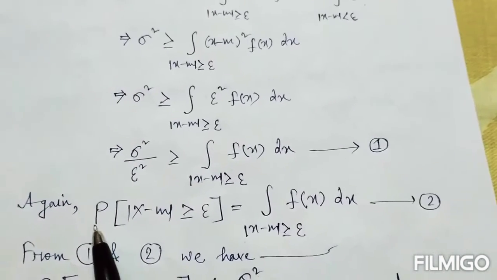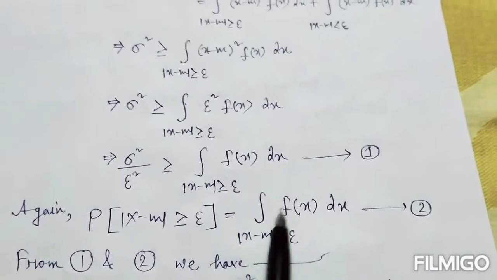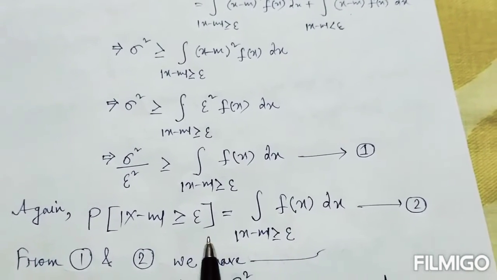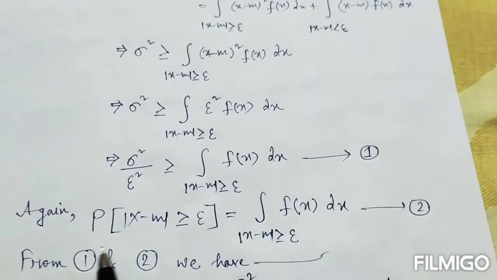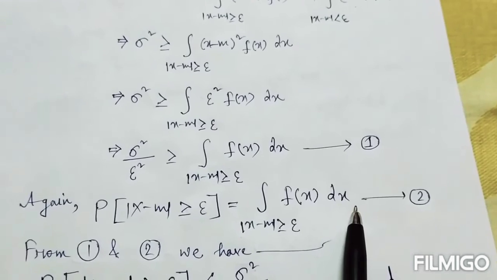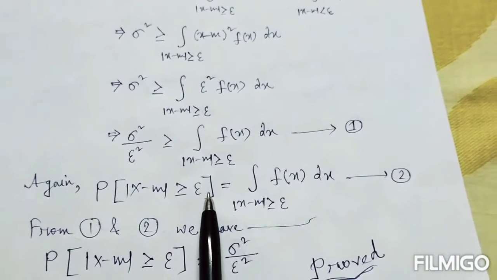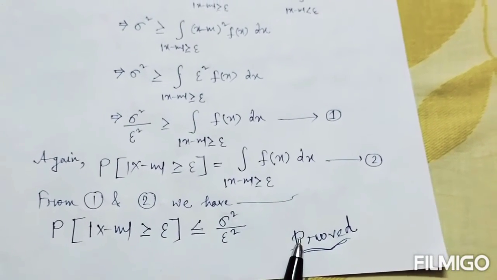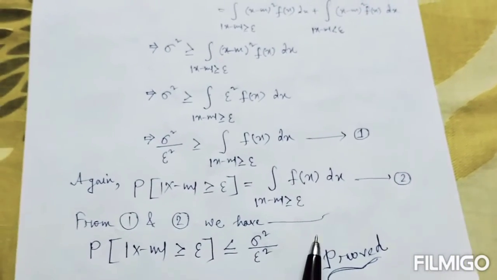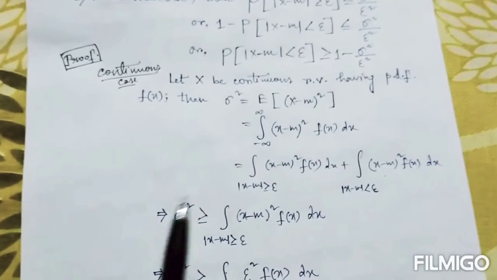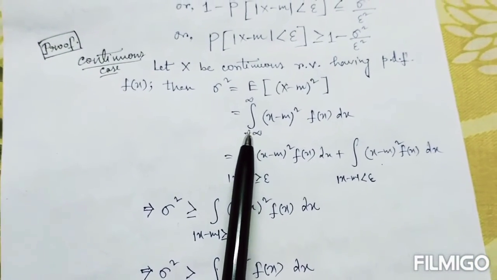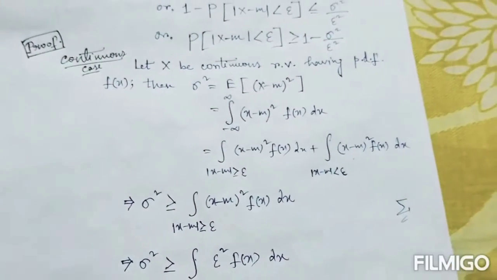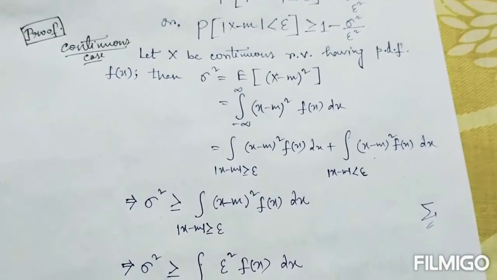Again, we know that probability of mod x minus m greater equals to epsilon equals integration over mod x minus m greater equals to epsilon into fx dx. That is number 2. So from 1 and 2 we can say probability of this is less than equals to sigma square by epsilon square. That is Chebyshev's inequality. For the discrete case, we can write the integration as summation, then the proof is also completed.